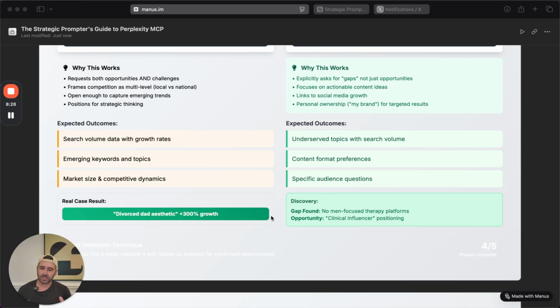So a couple outcomes that I got here: I got some search data, I got emerging topics and keywords, market size and competitive dynamics, underserved topics with search volume, content format preferences for the market, and specific audience questions. This is an incredible amount of value that you're feeding into the model so that you can get out the best outputs. So, why do these work?